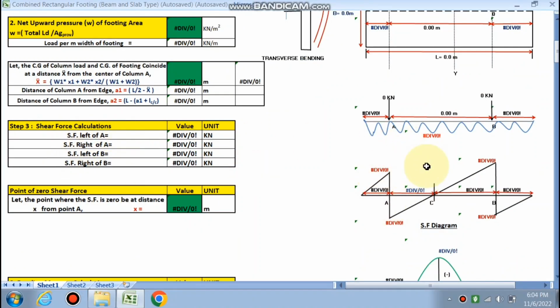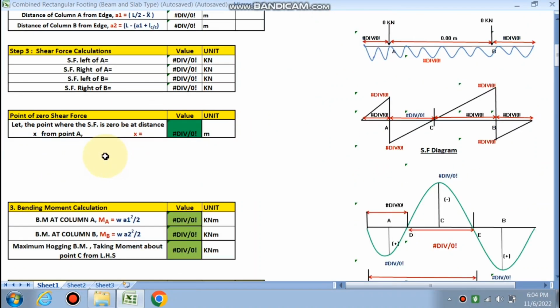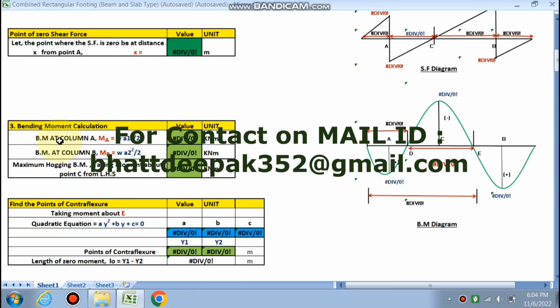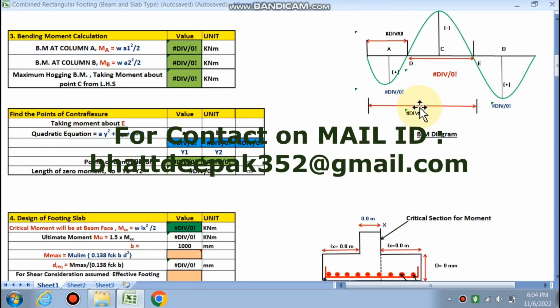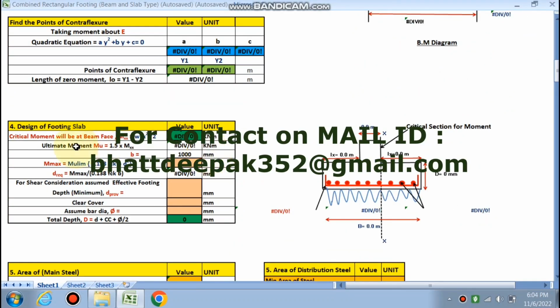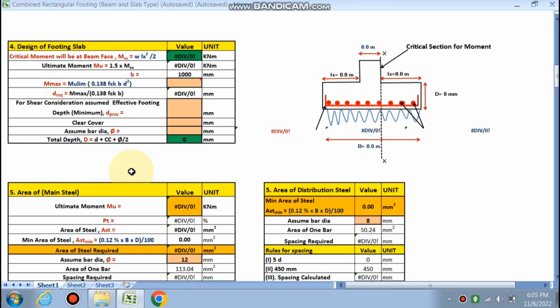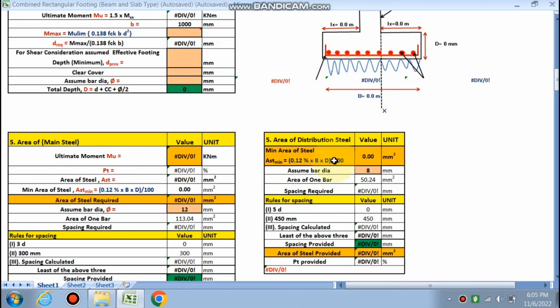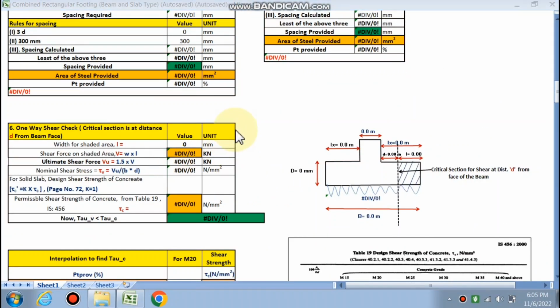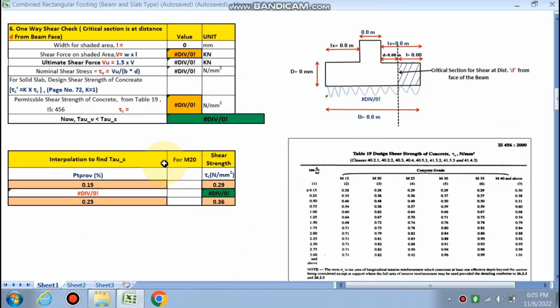The shear force diagram will be calculated by this. Next we will find the zero shear force, and the bending moment calculation will be there, right? Next, the point of contraflexure, that is the point of zero moment, where the bending moment is zero, will be found. Then firstly we will design a footing slab. This footing slab will be designed, right? So area of the main steel and area of the distribution steel will be found. One way shear check for the footing slab will be done.